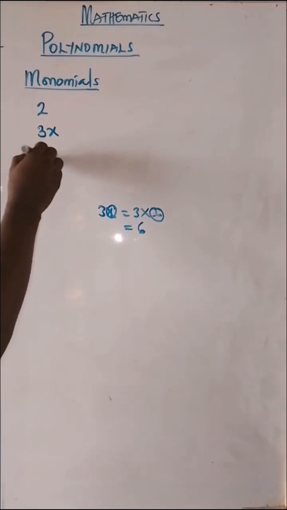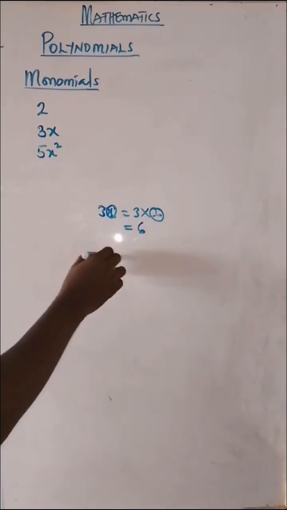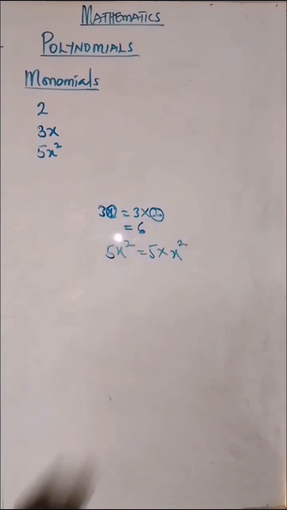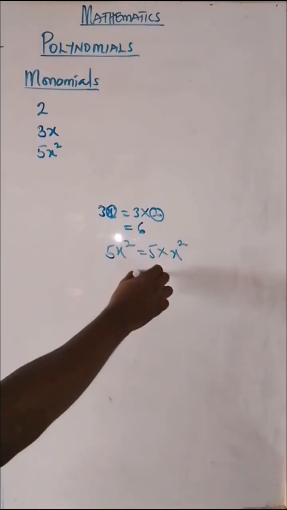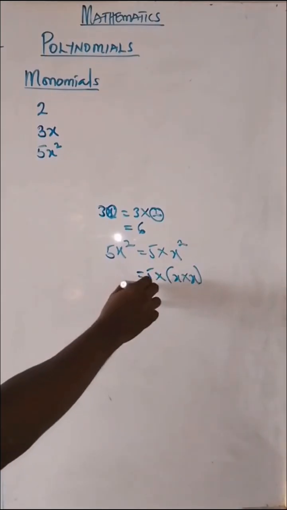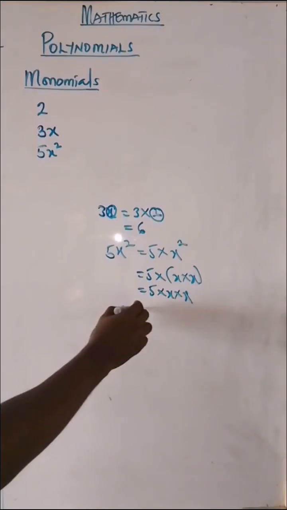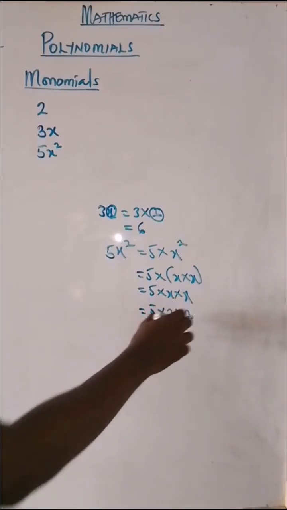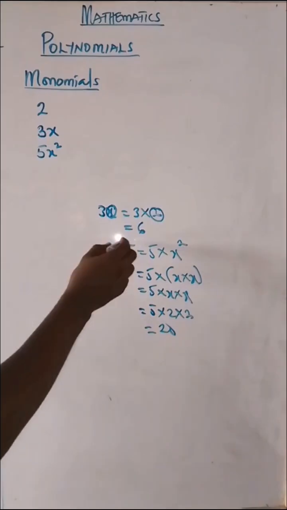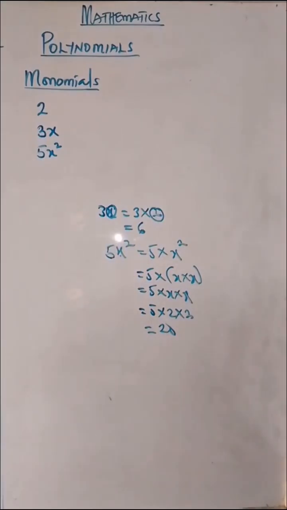If I have, let's say, 5x squared, this is also another monomial. So 5x squared actually means 5 multiplied by the number raised to the power of 2. x squared actually means we are multiplying x by itself twice. So if x is 2, same way here, 5x squared becomes 5 times 2 squared, and that is 20. So in this case, 5x squared means 5 multiplied by the square of the number. So it's also a monomial.